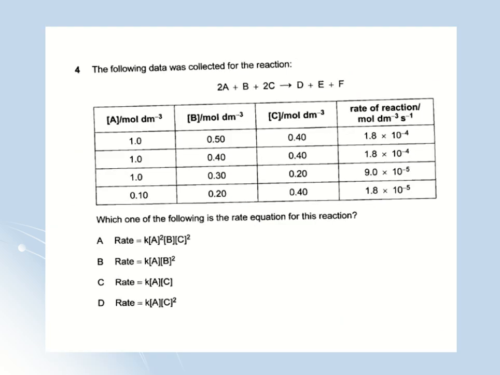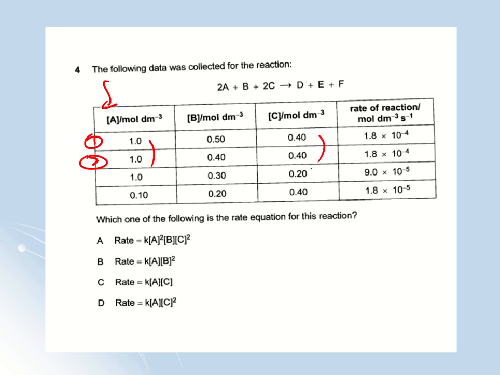Oh, right, okay, let's have a look at this one. Right, so this one is similar to earlier, where I couldn't work out the order for A straight off because B is constantly changing. So I'm going to do B first. I'm going to take experiment 1 and experiment 2.